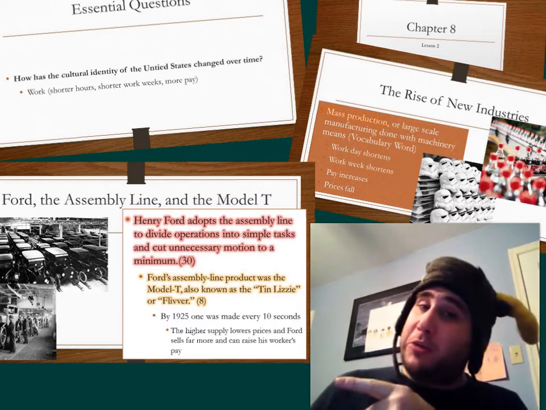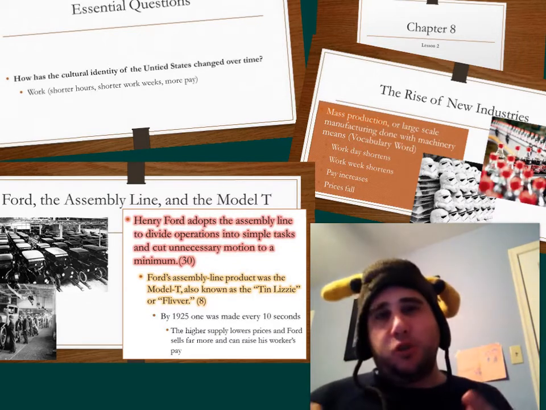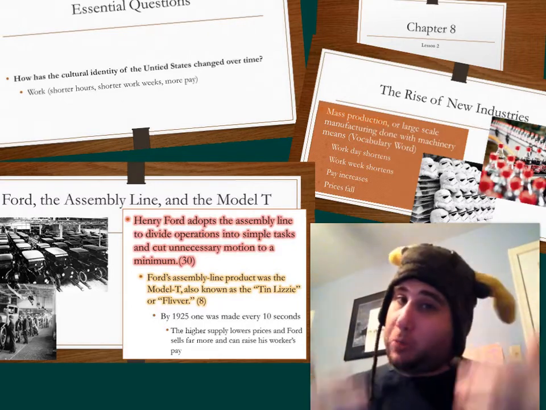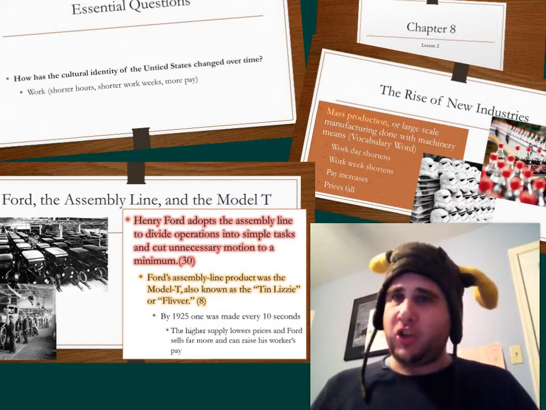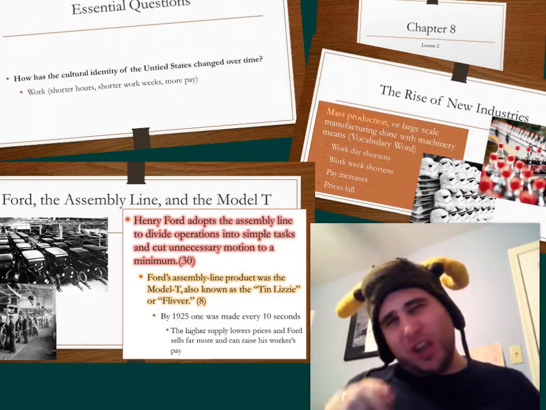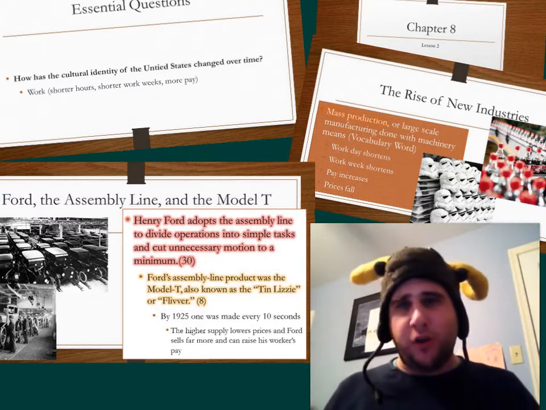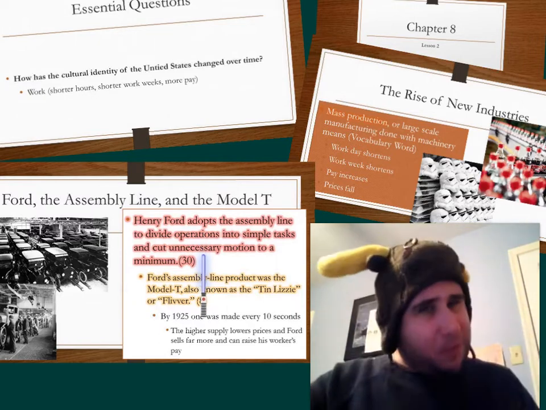Now, we discussed mass production way back in Chapter 3. We said that when a company is able to reach an economy of scale, it's able to produce so many goods at such a small price that it can become a really large corporation. But mass production in the 1920s actually looks a little bit different thanks to one of the inventions made by Henry Ford, which is the assembly line.